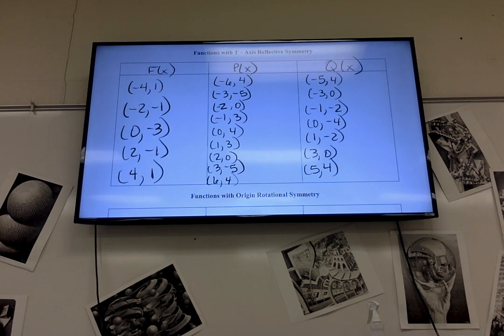Check your points with mine. Let me know if you got something different. It's quite possible I threw a negative in where it doesn't belong.